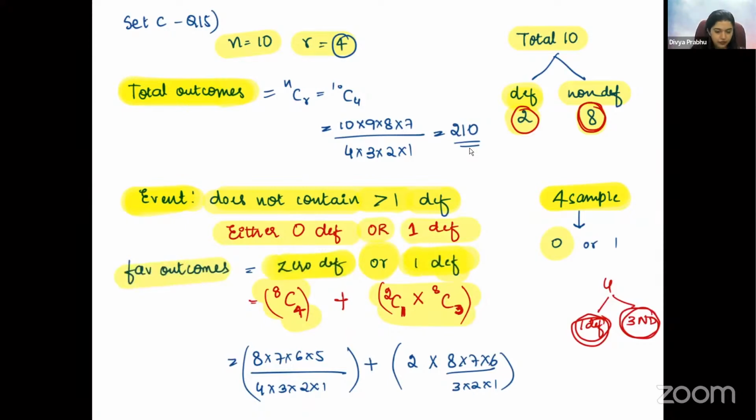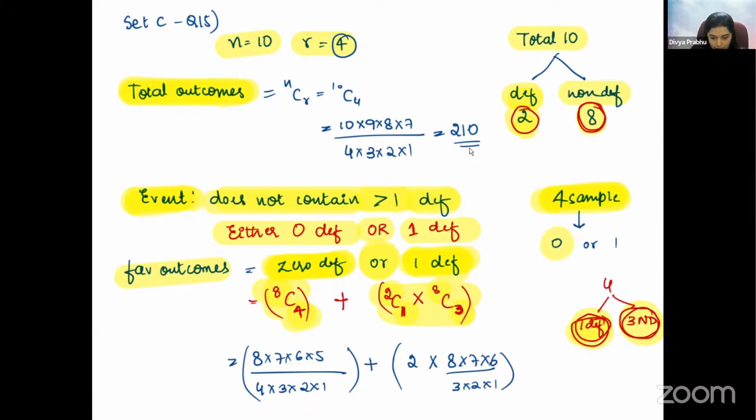0 defective, 1 defective. 0 defective means out of 4, nothing should be defective, which means all 4 should be non-defective. So I'm picking 4 non-defective out of total 8 non-defective. Next, out of 4, I want 1 defective, which means the balance 3 will be non-defective. So 1 defective out of total 2 defectives, 3 non-defective out of 8 non-defectives.